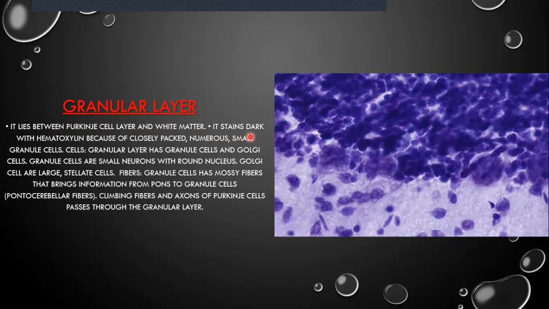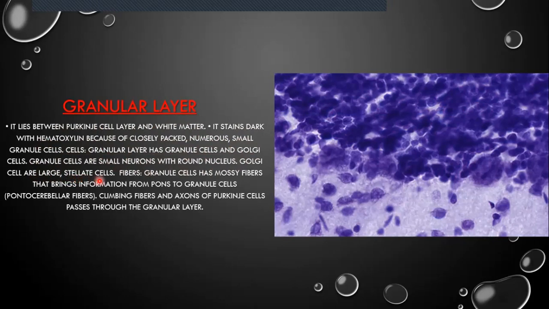and the white matter. It usually stains dark with the hematoxylin because of closely packed numerous small granule cells. These are the granule cells. There are very many. Now, which are the cell types? It has granule cells and Golgi cells. Granule cells are smaller neurons with round nucleus, while Golgi cells are larger and they are somewhat stellate shaped.